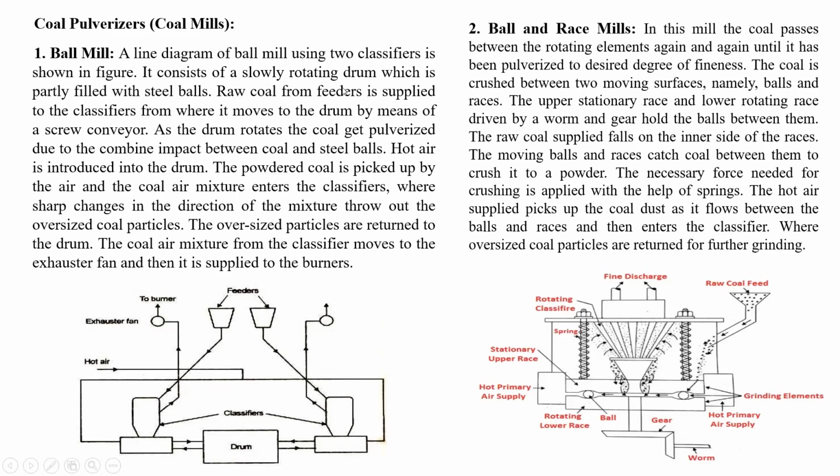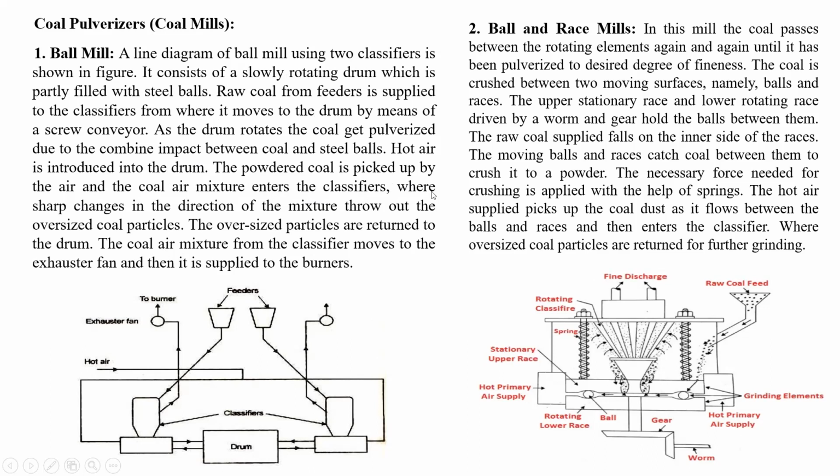So it consists of a slowly rotating drum, which is partially filled with steel balls. Raw coal from the feeder is supplied to the classifiers. From there it moves to the drum by means of a screw conveyor placed inside, not shown. As the drum rotates, the coal gets pulverized due to the combined effect between coal and steel balls. Hot air is introduced into the drum. The powdered coal is then picked up by the hot air and the coal air mixture enters the classifiers.